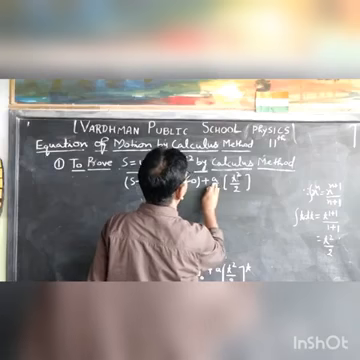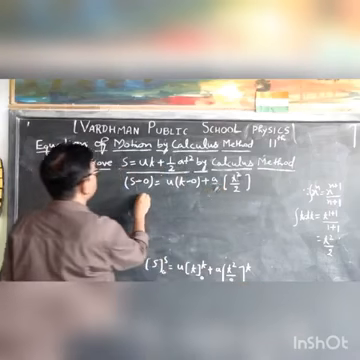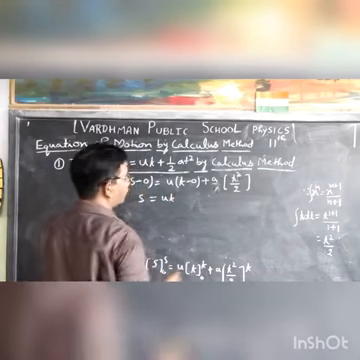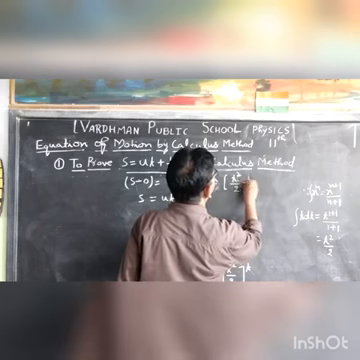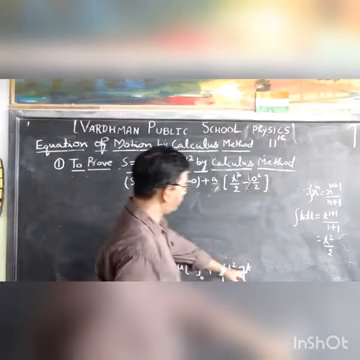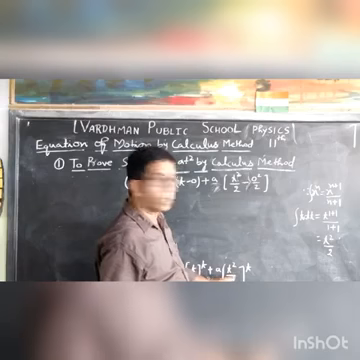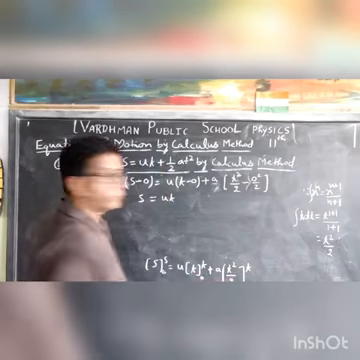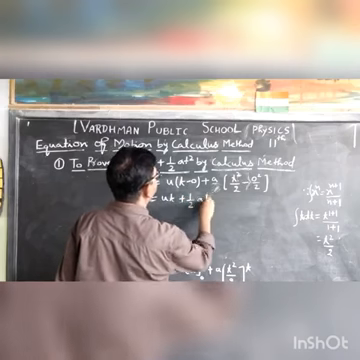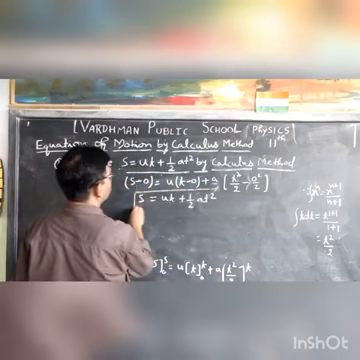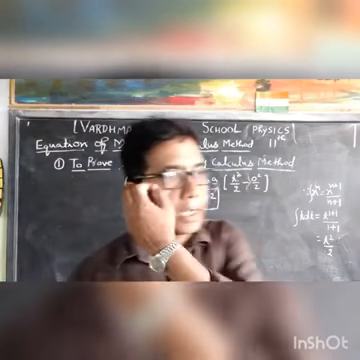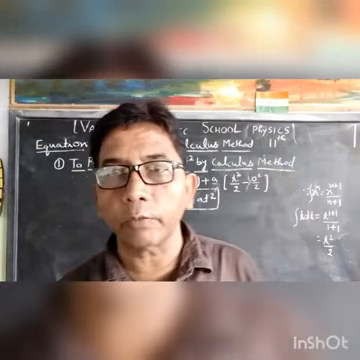Now s is equal to ut plus a times t²/2 minus 0²/2, because here we put upper limit minus lower limit. Thus we can write ut + ½at². Thus s = ut + ½at² is the second equation of motion by the calculus method.